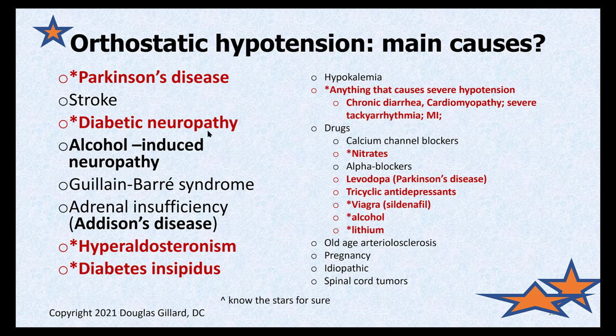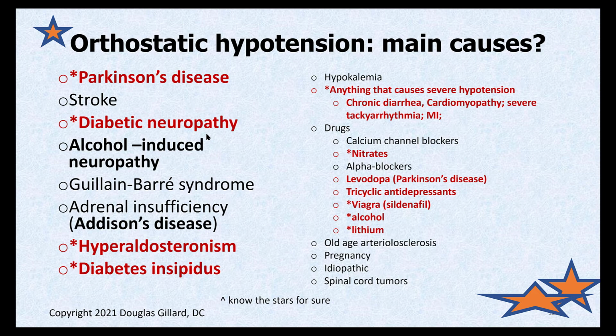Diabetic neuropathy and other types of neuropathy destroy the nerve of Hering and the cranial nerves, cranial nerve 9, and so you can't get that signal to let more sympathetic outflow go. Alcohol-induced neuropathy, Guillain-Barré syndrome, Addison's disease, hyperaldosteronism. If there's too much aldosterone, you reabsorb too much salt and water. We know that mechanism already.